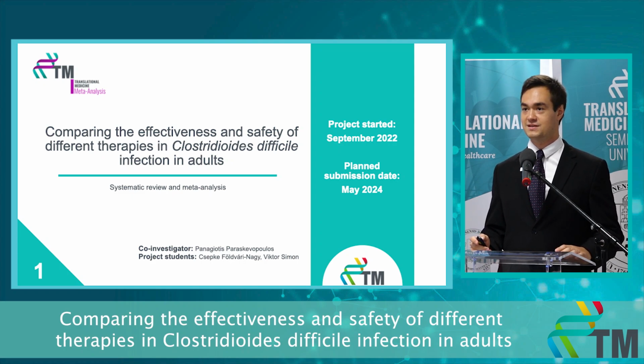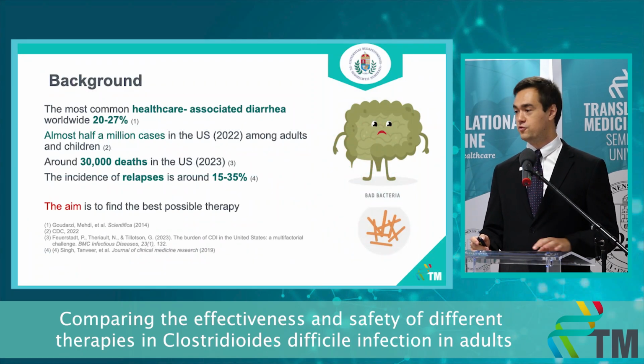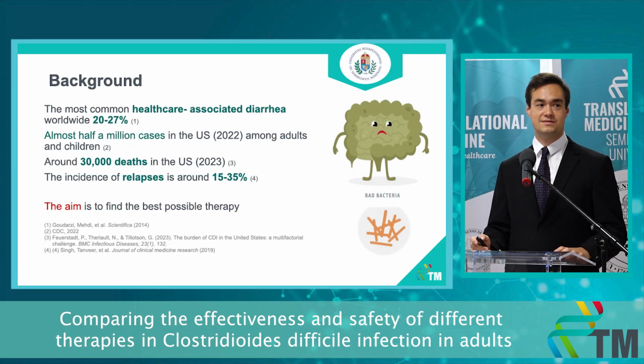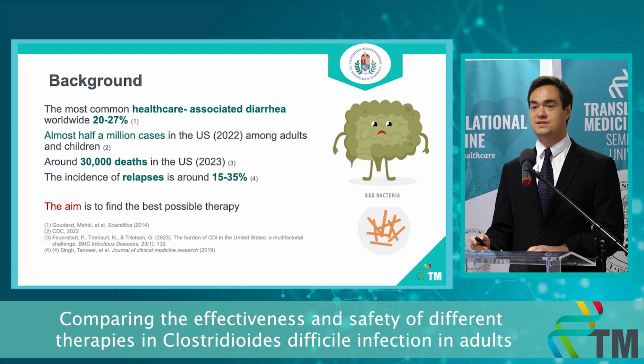This is comparing the effectiveness and safety of different therapies in C. diff infection in adults. A few words about the background. Why is it a hot topic? Why is it a really important topic nowadays? This is the most common healthcare-associated diarrhea worldwide, from 20 to 27% caused by C. diff. Almost 500,000 cases were registered in the US in 2022 among adults and children. And in the last year, in 2023, around 30,000 deaths were registered in the US. And the incidence of relapses is around 15 to 35%.